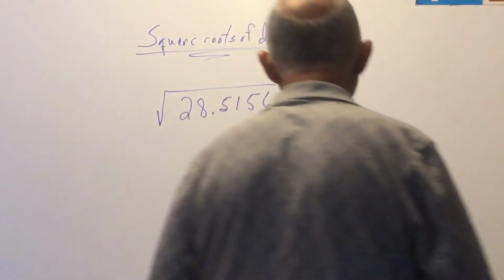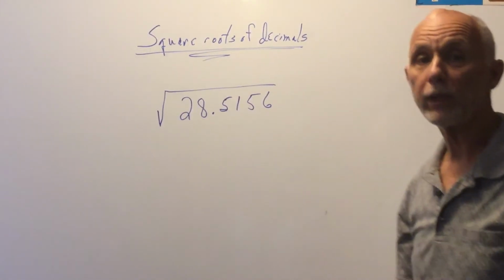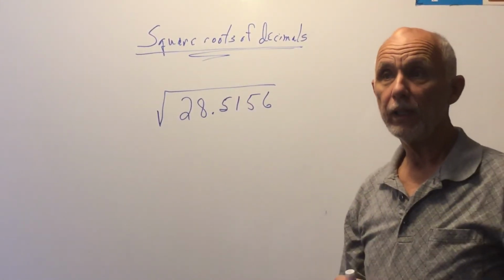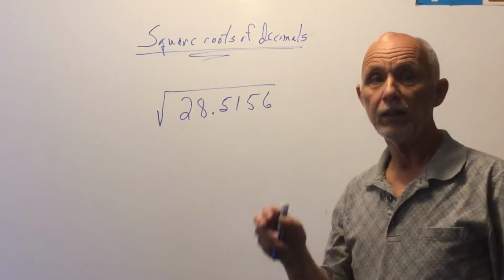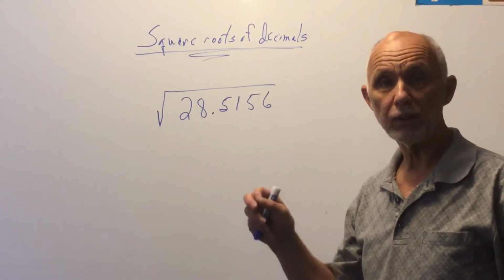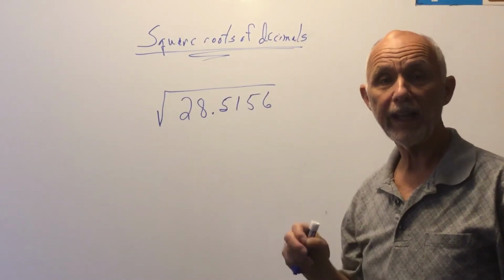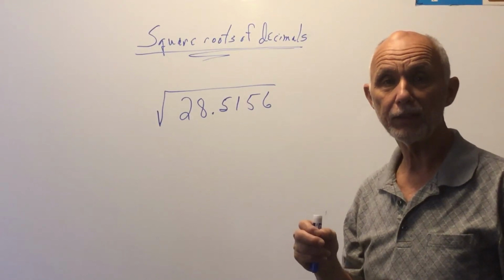All right, today we're going to learn how to find the square root of a decimal. I said, Mr. Du, you already taught that. Find the square root of the number, count the number placed behind the decimal, cut it in half, and that's the number placed behind the decimal in the answer.